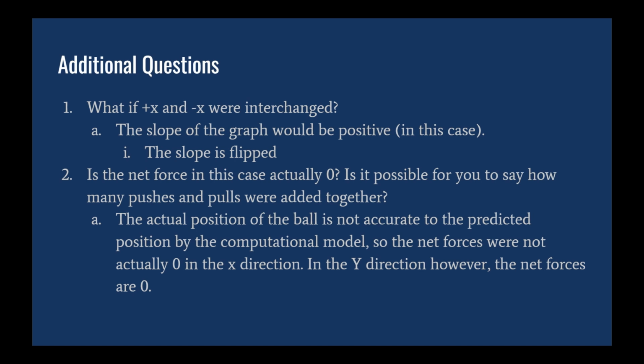Because the model's actual graph wasn't exactly the same as the computational graph, the net force wasn't actually 0, and this could have been due to other forces or errors. However, we know that in the y direction the net forces are actually 0, otherwise the glider could have been moving straight toward the ceiling or into the ground.